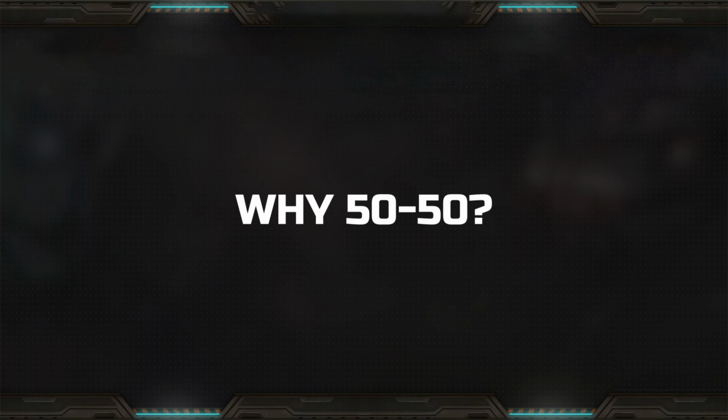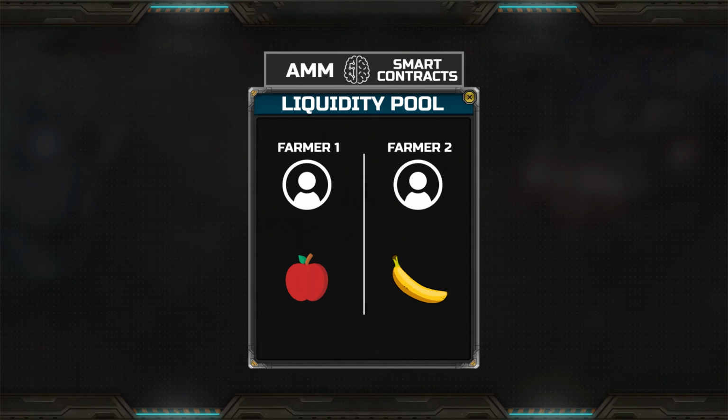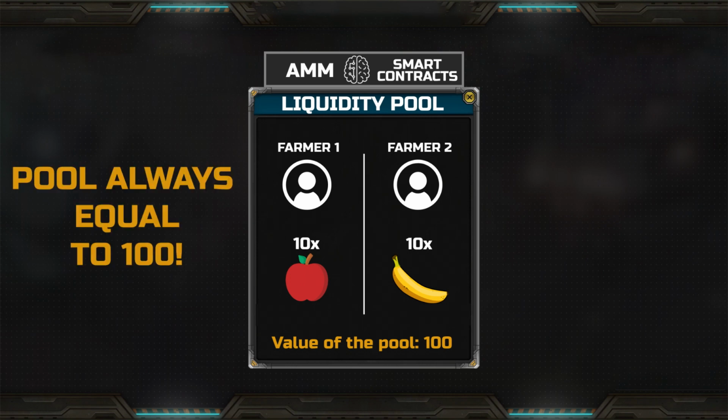But why is it so important to have a ratio of 50-50? Let's take a simple example. Let's imagine that a farmer wants to trade some apples with another farmer who cultivates bananas. They both agree to put 10 units of their product into a pool. They decide that it would be a nice idea to set up a number which represents their pool. To do so, they multiply the number of the first asset, the apples, by the number of the second asset, the bananas. So, the number for their pool is equal to 10 times 10, or 100. Most importantly, they agree that this value, 100, which represents their pool, should never change, no matter what.